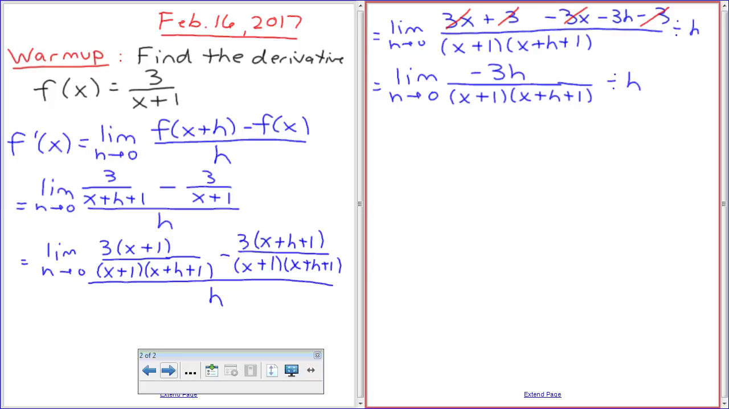Chris, why am I happy? Because you can cancel out the h's. Yeah, divided by h and h cancel out. So I'm left with the limit as h approaches 0 of negative 3 all over x plus 1, x plus h plus 1.